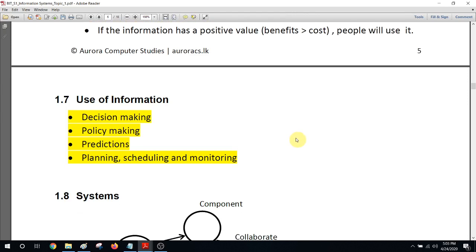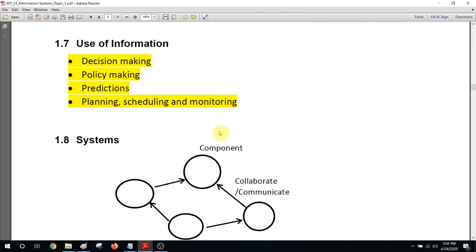Right, now we have a fair understanding about data and information. Now we are moving to the system part, because our topic is introduction to information systems. So after understanding stuff related to information, now we are moving to understand stuff related to systems. Again, you have to be very precise, very serious.